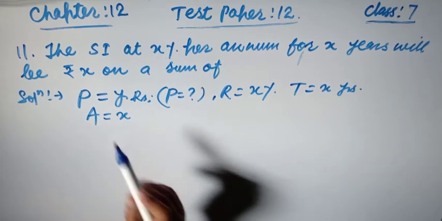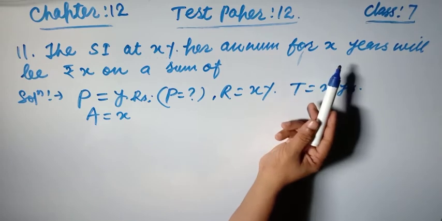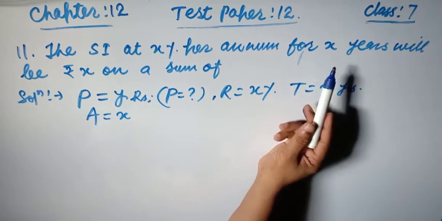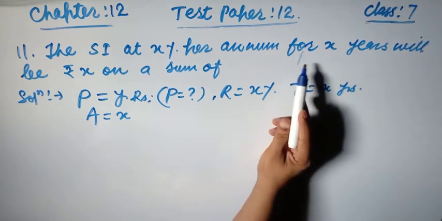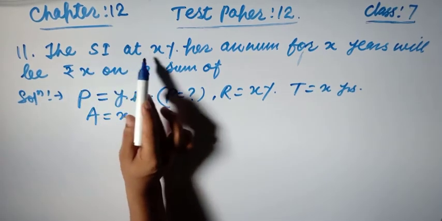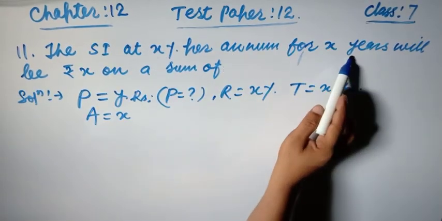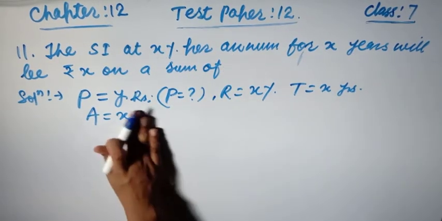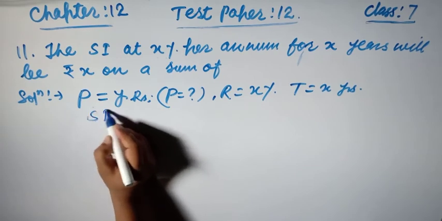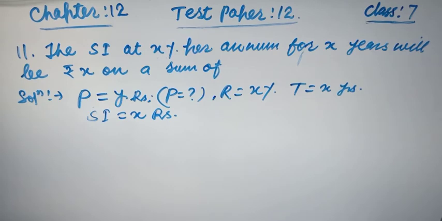That means SI at X% per annum for X rupees will be for X years. Once again, simple interest at X% per annum for X years will be, that means here the SI is given. SI is given X rupees, friends. So please try to understand the question first, then we will approach the concept.